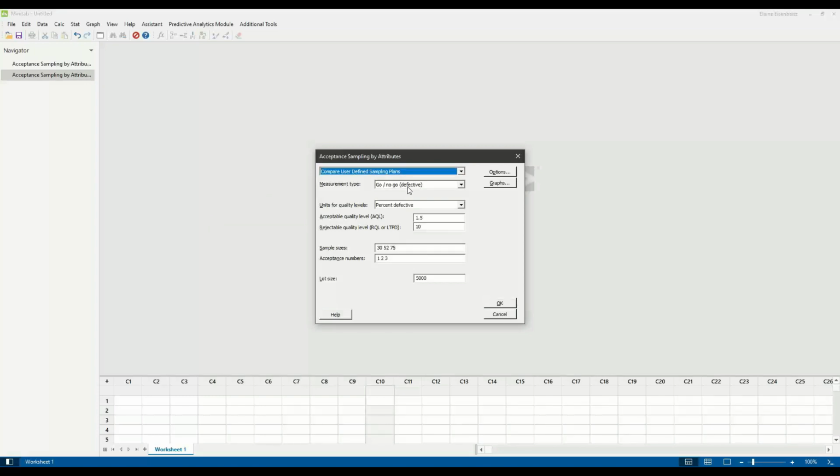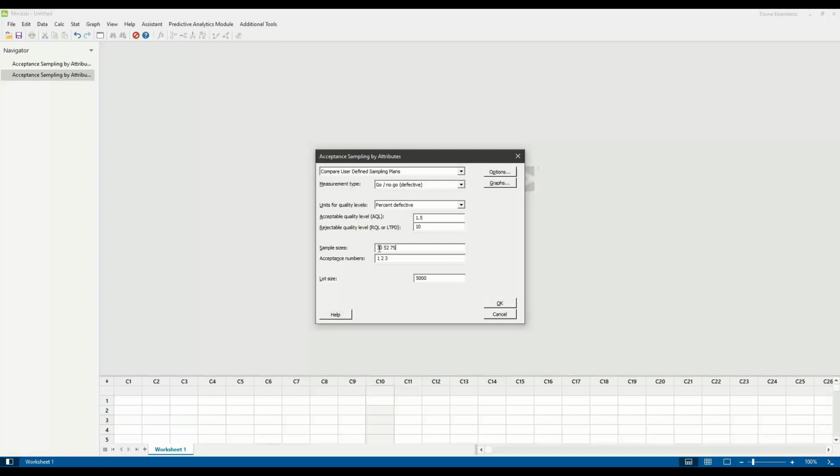In the measurement type, I still want the go, no go. Like I showed you, there were different options. We're still going to go with percent defective, and I'm going to use the same AQL and the same RQL. But now I want to look at some different sample sizes. So I already put them in there. I put in 30, 52, and 75. Remember, we had 52 before from our original sampling plan.